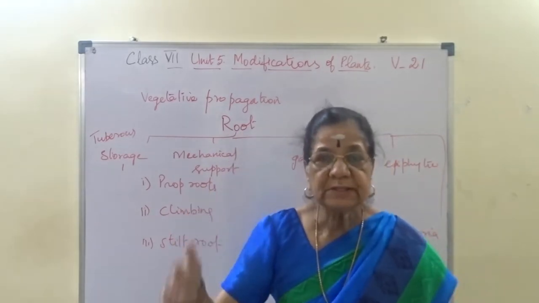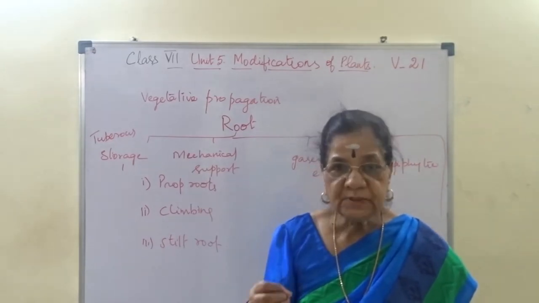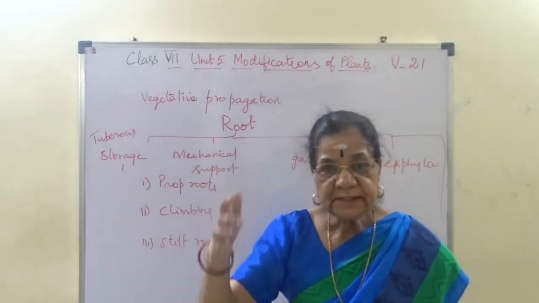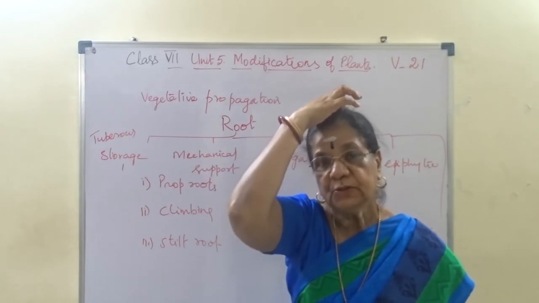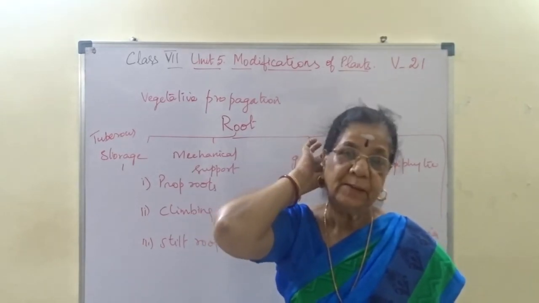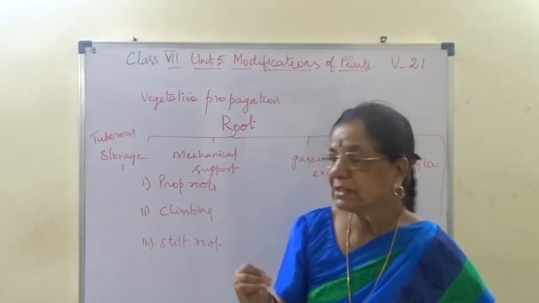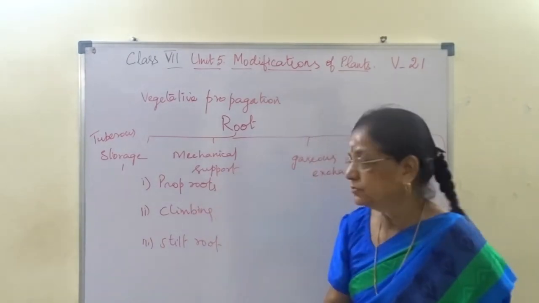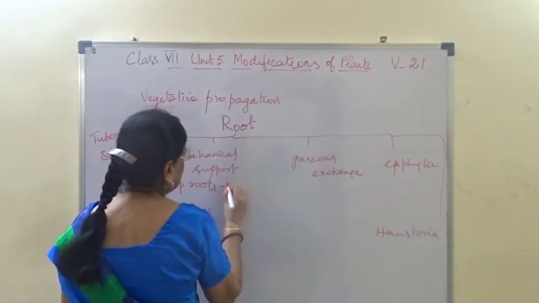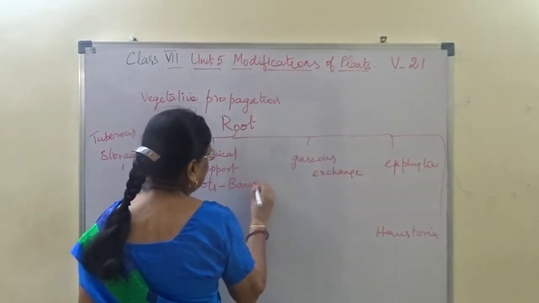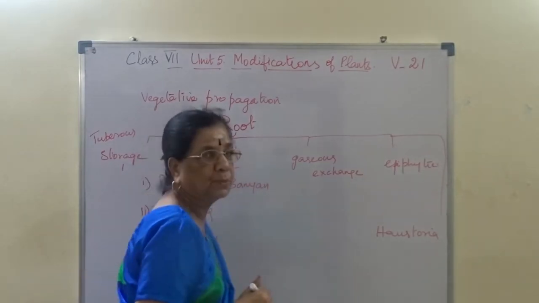Very big tree trunk gives extensive branches. So with many branches it needs additional support. For that additional support, there are vertical roots hanging down. Those roots are giving mechanical support to the plant and those roots are called prop roots. So example banyan, example banyan for prop root.